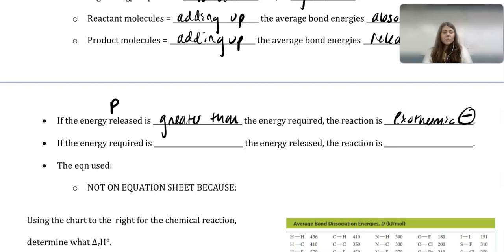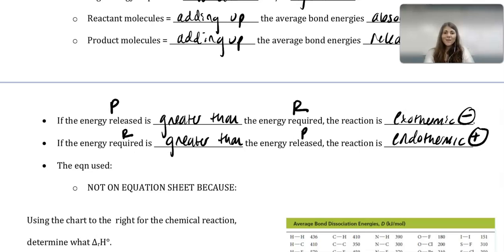So that's talking about energy released by the products being greater than that of the reactants: the reaction's exothermic. But if the energy required for the reactants is greater than the energy released by the products, the reaction is endothermic, which is positive. Now the equation to solve for the actual delta H: we're taking the sum because we're adding up all the different bond energies of the reactants and products.